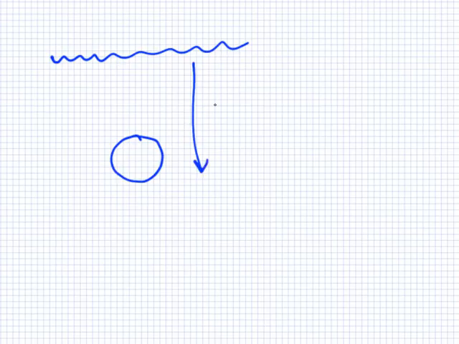we have a liquid, and we have an object in the liquid, and it's a distance h down from the top. And we'll say that this is a radius of r, and this liquid has density ρ. Okay?